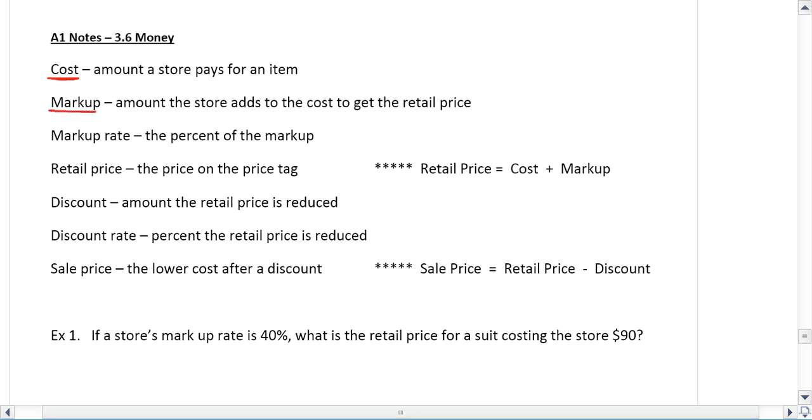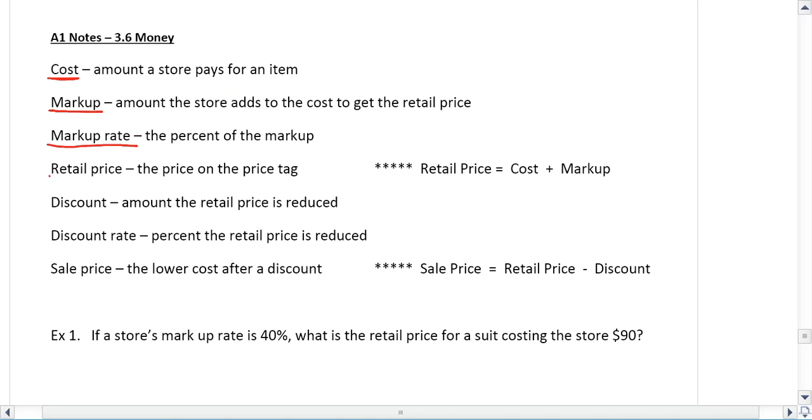So the next term is markup. This is how much the store adds on to its cost to get to the retail price that we pay as customers. A markup rate is the percent that they raise the prices, and oftentimes markup can be 100%. If they buy an item for $10, they will sell it for $20, and that leaves them room to put it on sale if they need to.